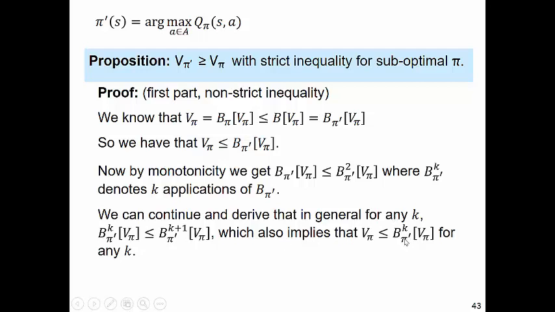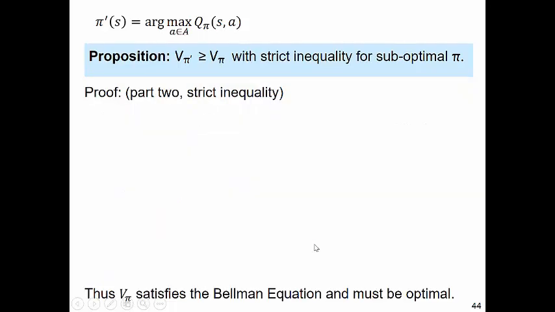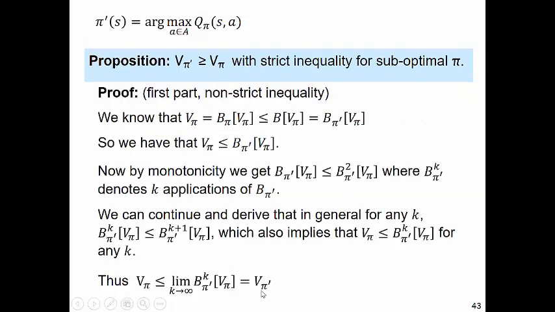Right? So we can say when k goes to infinity, we're going to go to v pi prime. And so we've basically shown, since this is true for any value of k, that v pi is less than or equal to v pi prime. Does that make sense?